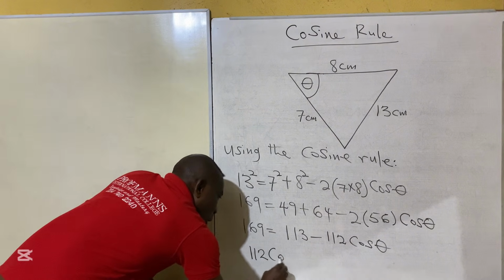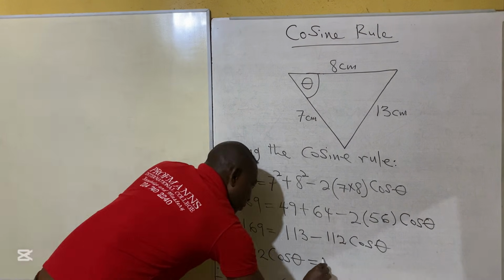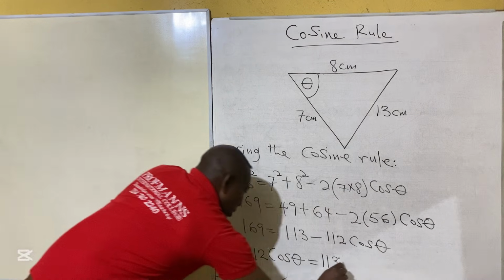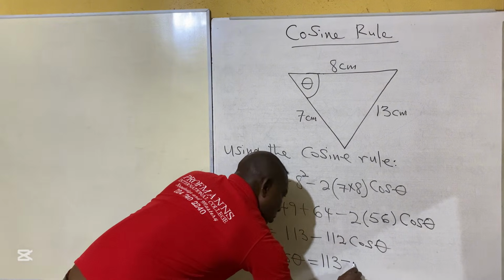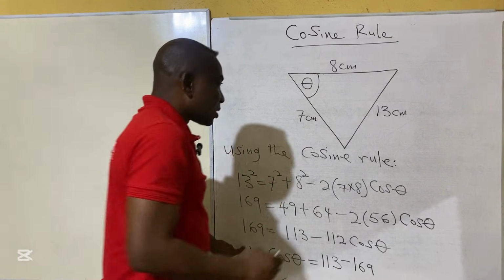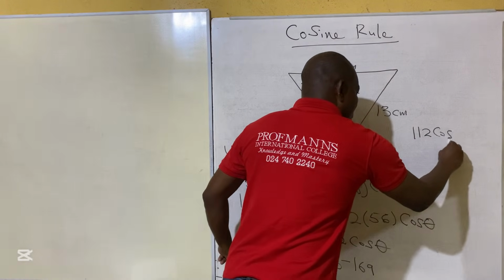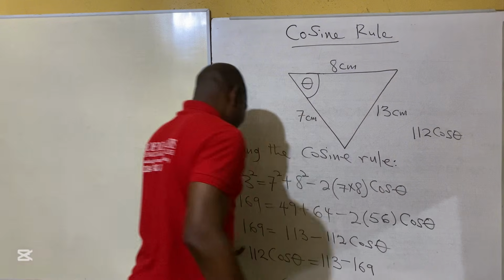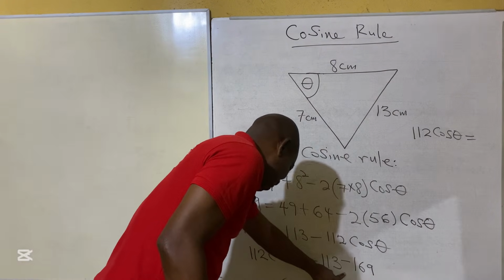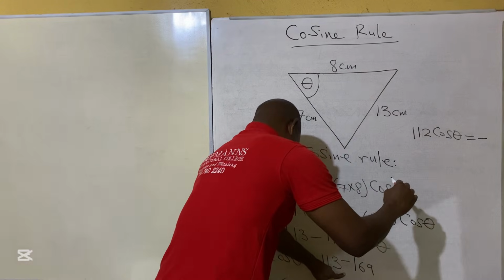112 cos theta is equal to, here we already have 113. So this crosses the equal to sign, it gives us minus 169. So let's continue over there. So we still have 112 cos theta is equal to, now when we subtract this from that, it gives us minus 56.